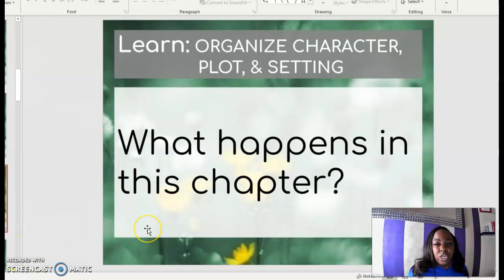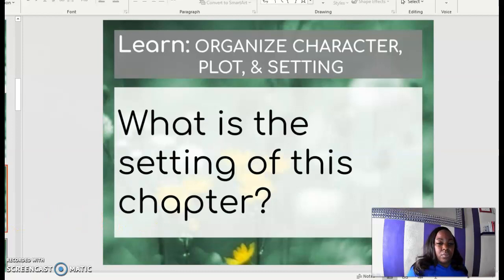What happens in this chapter? You're going to go into more detail with your organized character, plot, and setting to find out what happens in this chapter. What is the setting of this chapter? We all know that the setting took place at the Amoses, and also a little bit at the foster center or foster home.